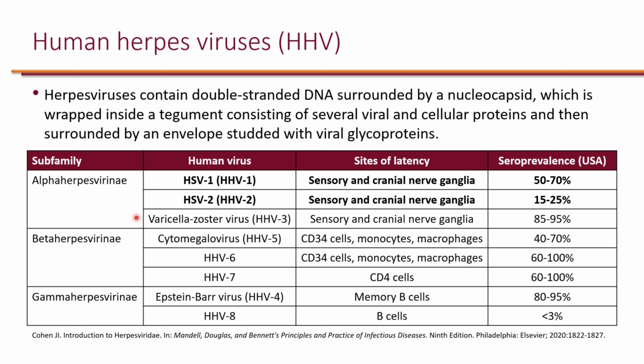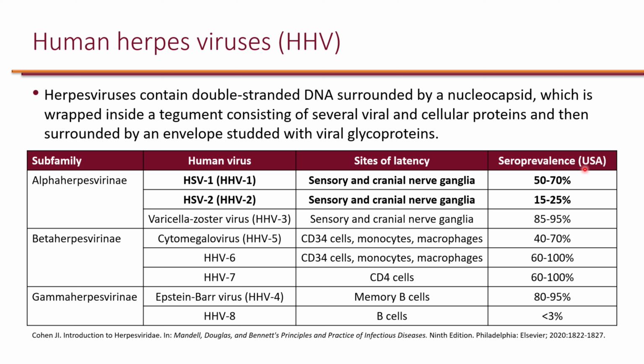And the third member of the alpha family is varicella zoster virus. So sometimes you will hear the term herpes zoster infection. So it's important to distinguish that from the HSV-based herpes infections.